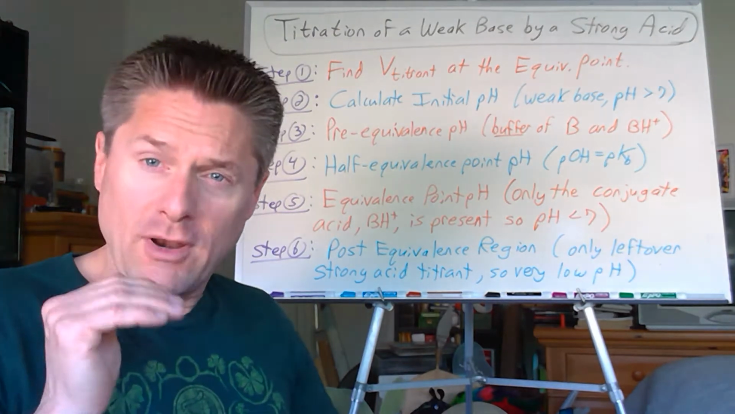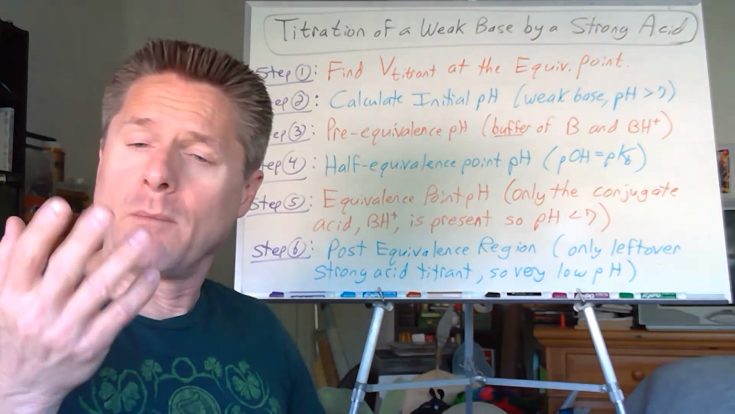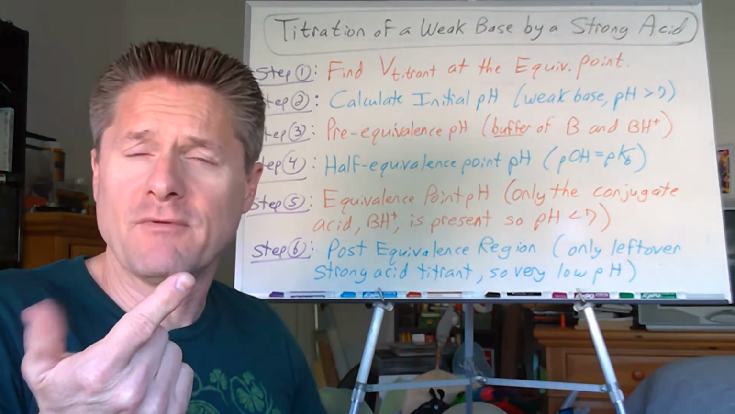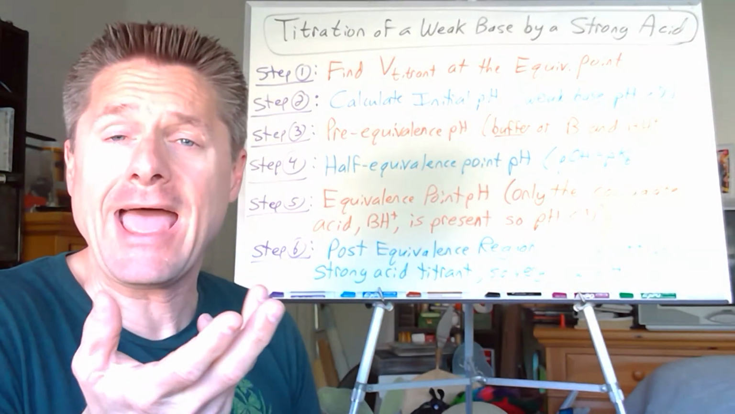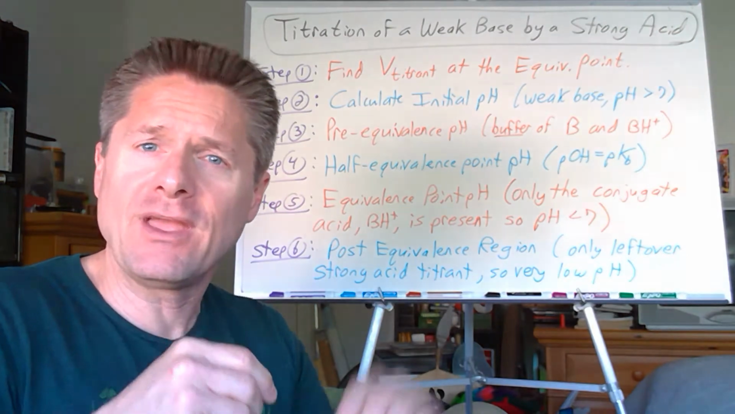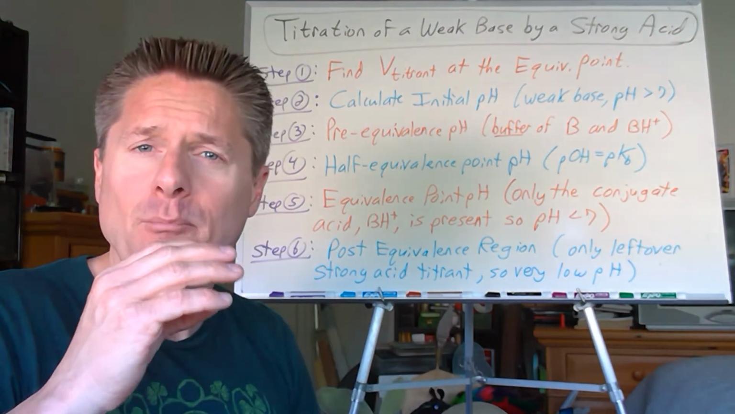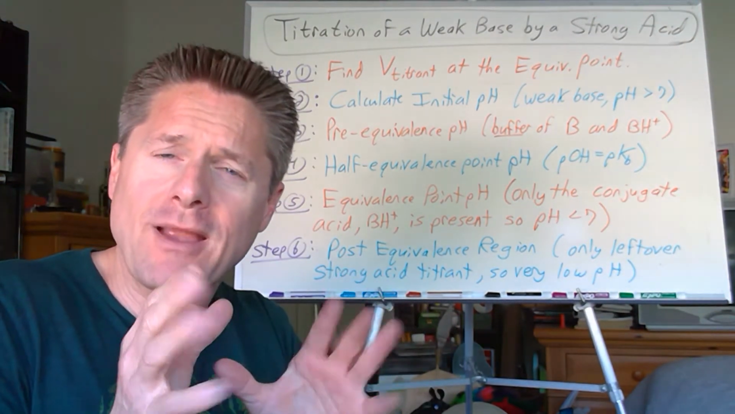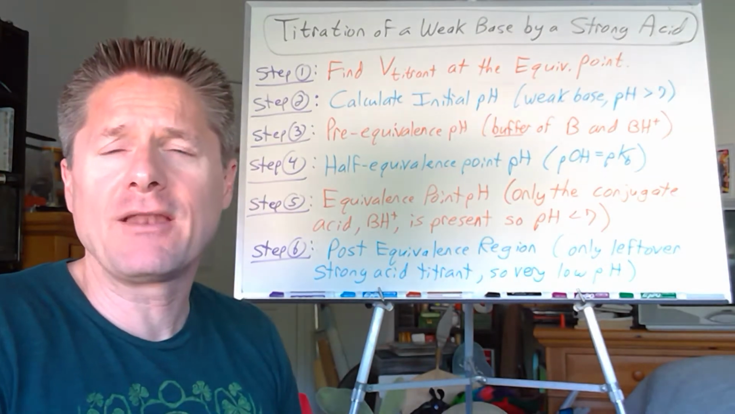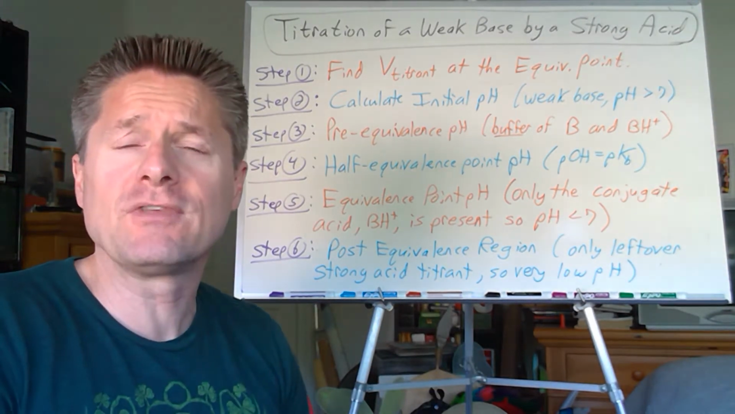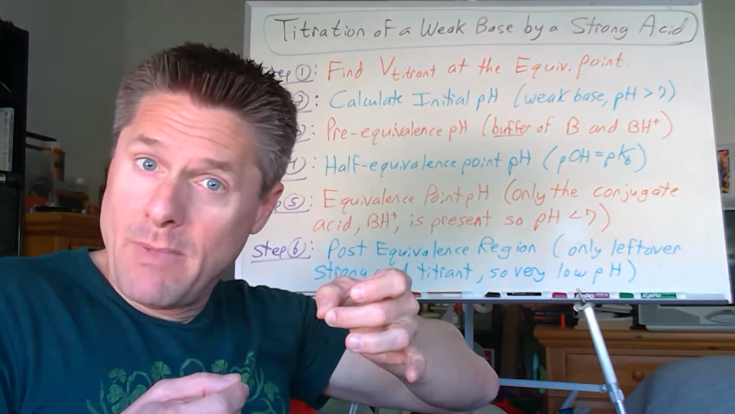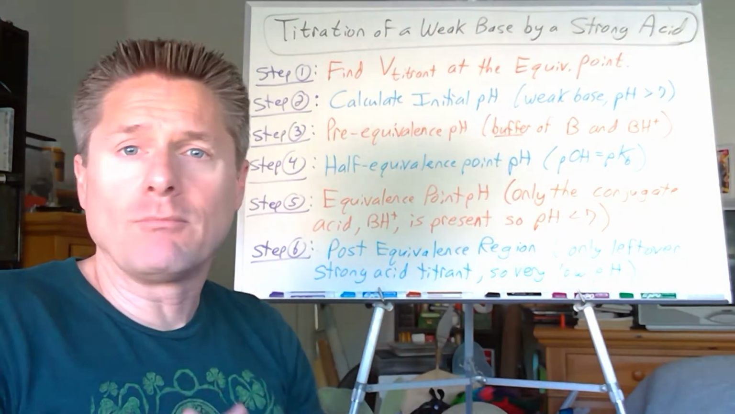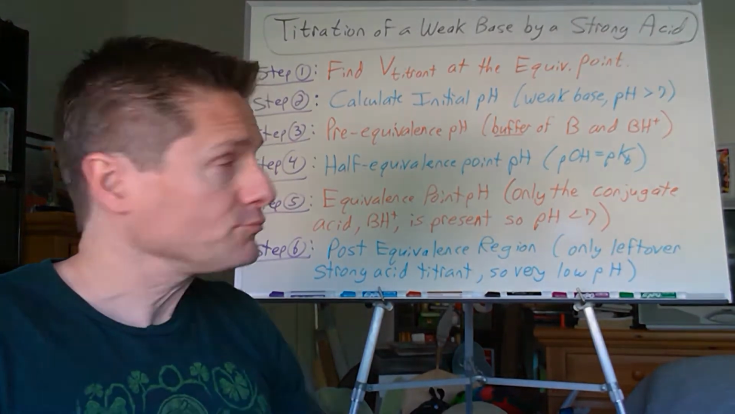Now remember, we're starting with a weak base. So I'm going to give you the concentration and the volume of that weak base. It would be in your Erlenmeyer flask in lab. Add your indicator, swirl it up, maybe add a little DI water to give it some bulk. Have a nice white background so you can see color changes of the indicator, whatever indicator you're using. And then you're going to add your strong acid to it, probably hydrochloric acid or something.